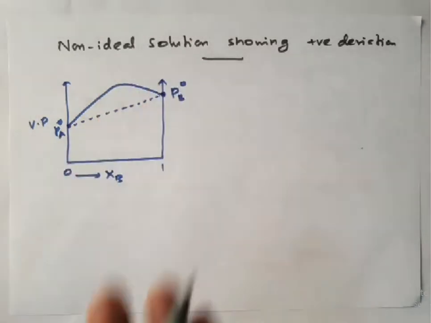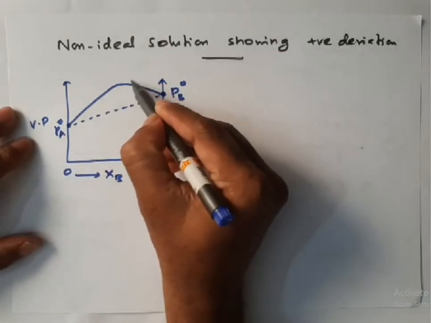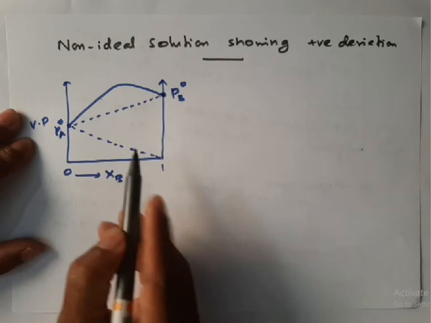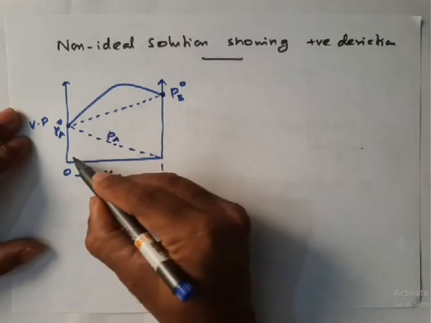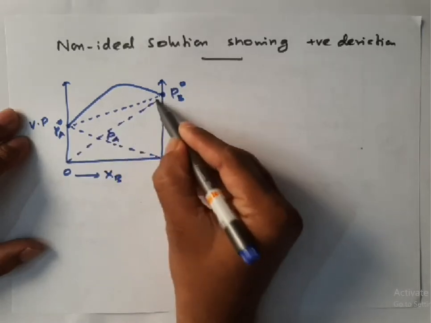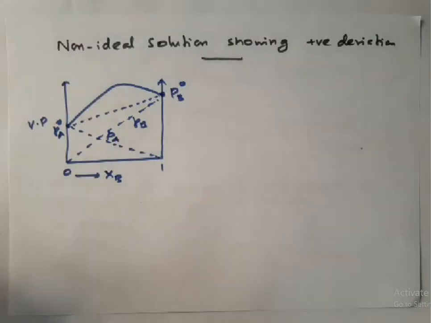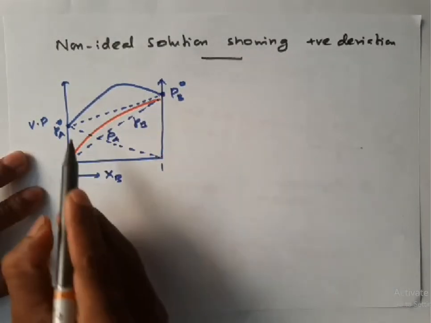We call this type of solution a solution showing positive deviation. This is actually the total vapor pressure curve. You can even draw the partial vapor pressure of A, and the partial vapor pressure for B also. Here the partial vapor pressures of A and B also will go above this curve.